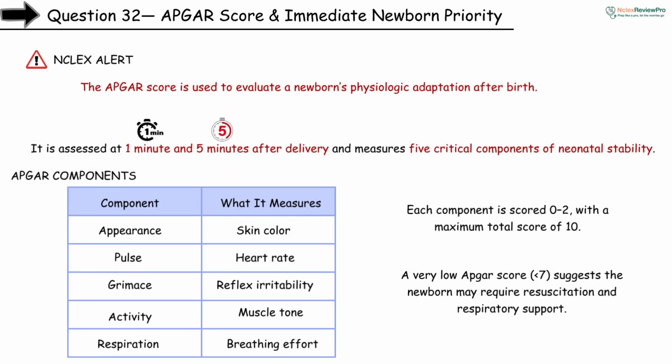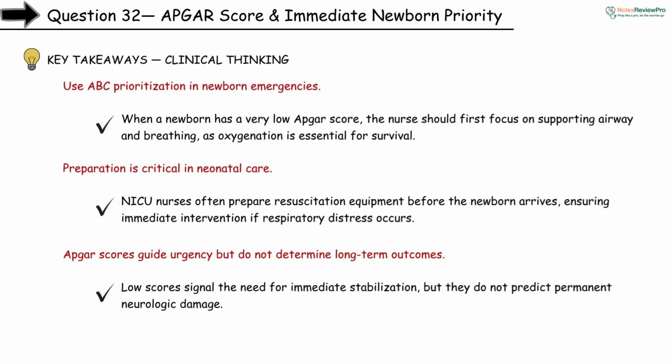Here's your NCLEX alert. APGAR scores assess 5 components. What it measures: appearance, skin color; pulse means heart rate; grimace-like reflex irritability; activity, muscle tone; respiration to note the breathing effort. Each is scored from 0 to 2 for a total of 10. A score below 7 indicates the need for intervention. A score this low means prepare for resuscitation immediately. Now let's strengthen your clinical thinking. In newborn emergencies, always default to ABC priority.